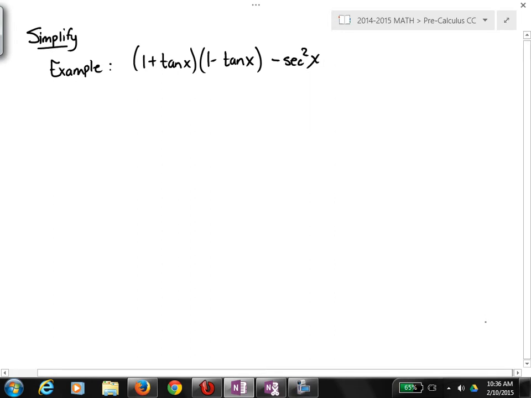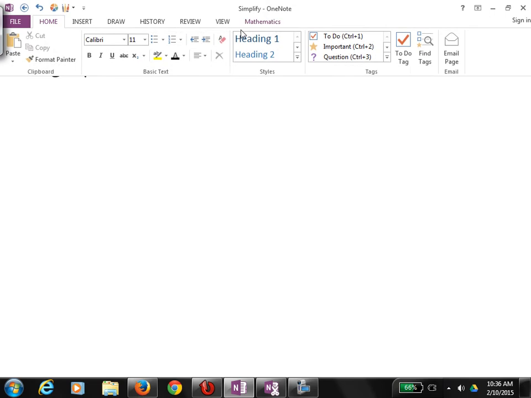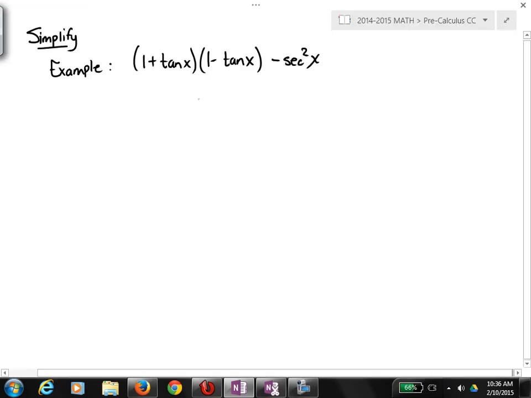Simplify this trigonometric expression. One of the methods that I used before is factoring out common factors. I don't see anything that they have in common, so I'm going to have to rewrite these using identities. But before I do that, you may want to just multiply things out. So for example, here I'm going to just find the product of these two.